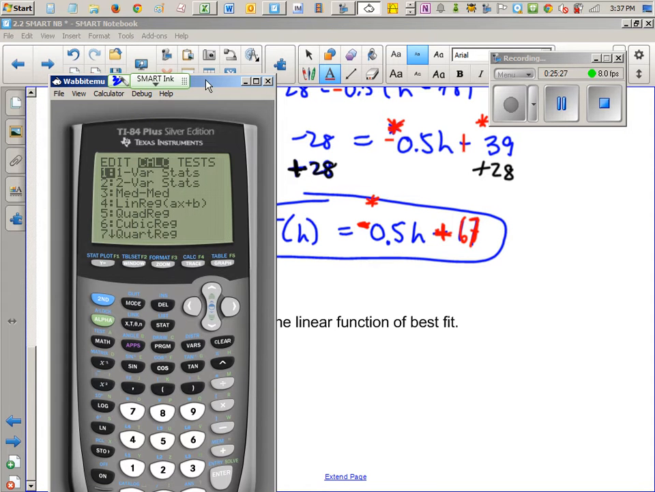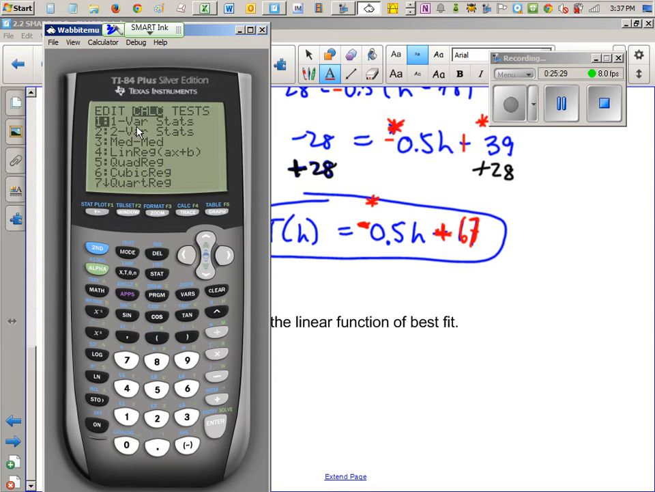And if you look in the calculations menu, you'll see one that says linear regression ax plus b. This thing is so cool. All right? So if you go down to option 4, it's going to use our lists L1 and L2, our X and our Y. For X, we're going to use list 1, and for Y, we're going to use list 2. Don't worry about frequency list, just leave that blank.